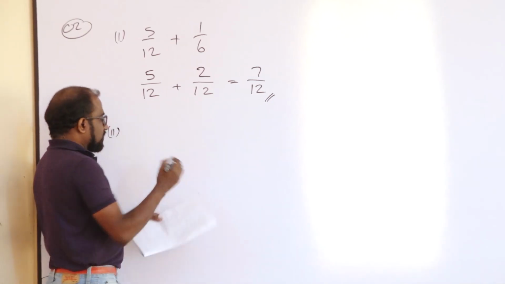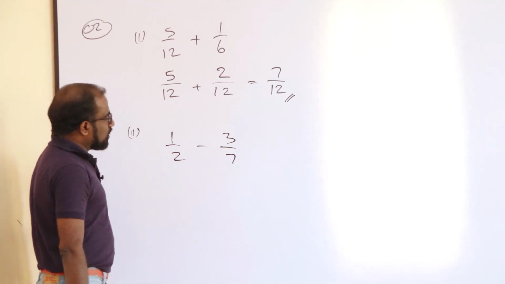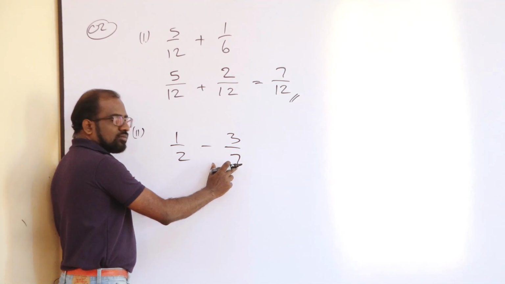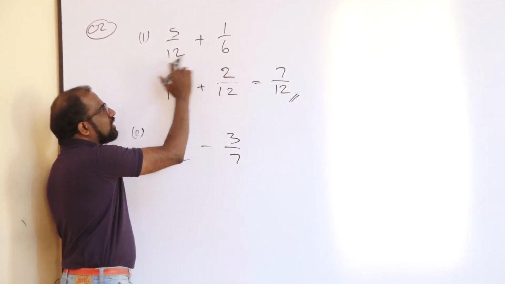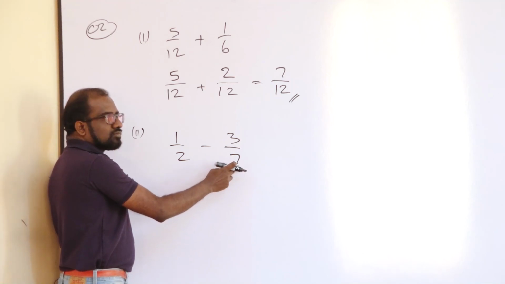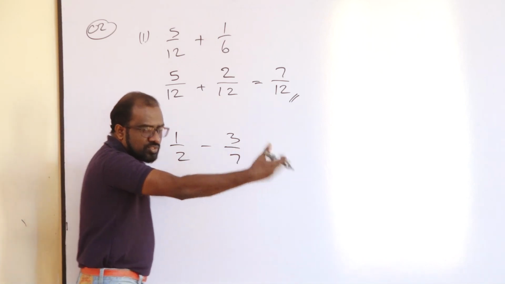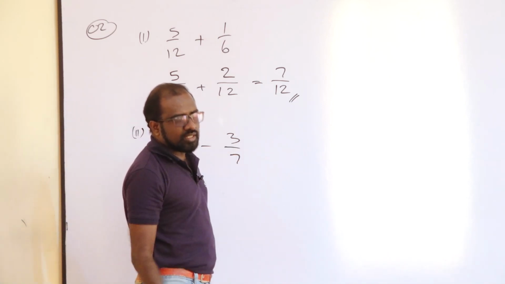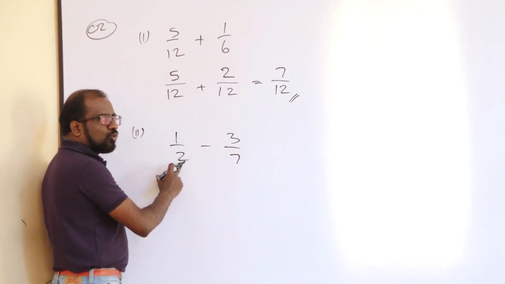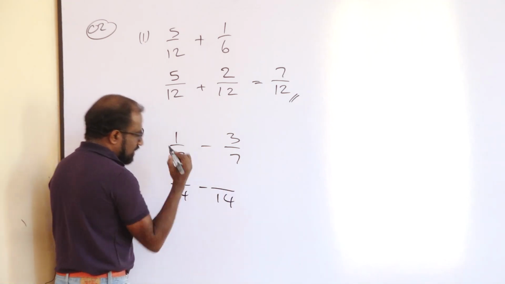Okay, next one children. 1 over 2 minus 3 over 7. Right. So here also common denominator. Son, look, can you take the largest number? No. 7. Here you can't divide 7 by 2. So what do we do? Check the multiples of 7. 7 you can't take, right. 7 times 2 is 14. 14, can you divide by 2? Yes. Then the common denominator is 14.